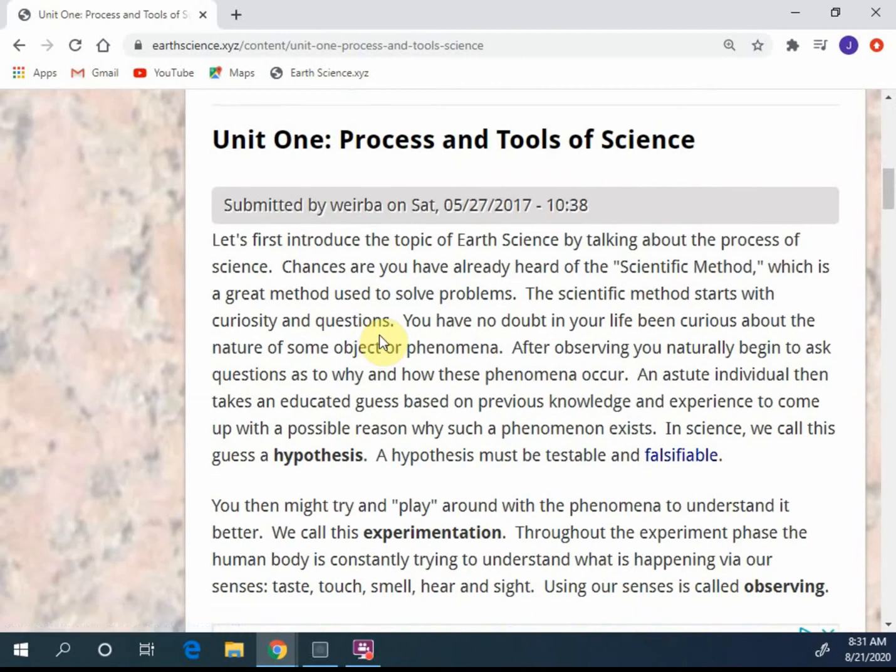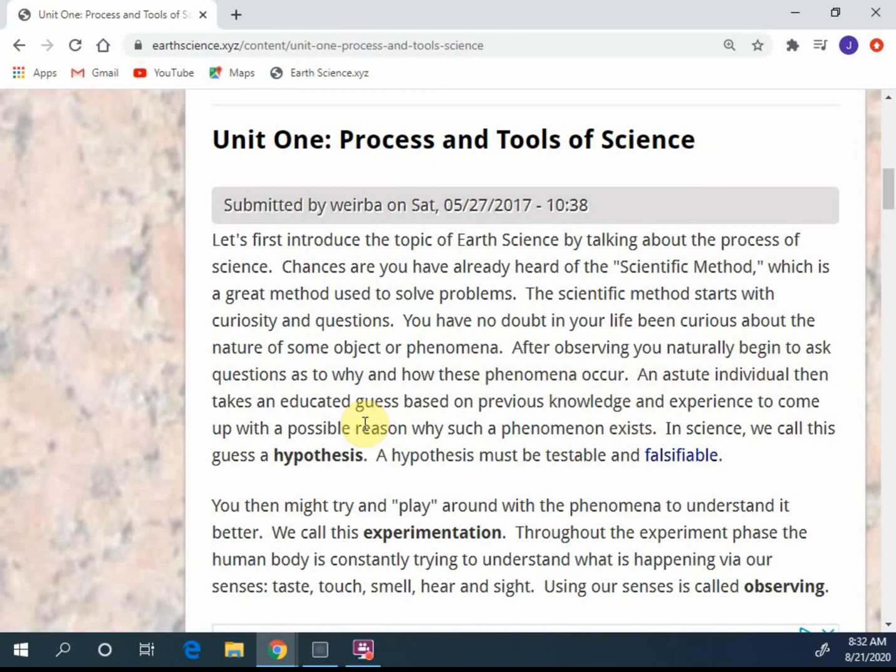Let us first introduce the topic of earth science by talking about the process of science. Chances are you have already heard of the word scientific method, which is a great method used in solving problems. Now, the scientific method always begins with curiosity and questions. Okay? You have no doubt in your life been curious about some phenomena. After observing, you naturally begin to ask questions why and how these phenomena occur.